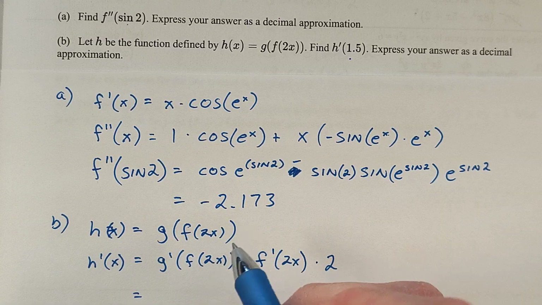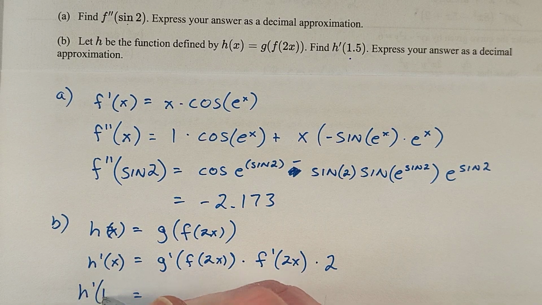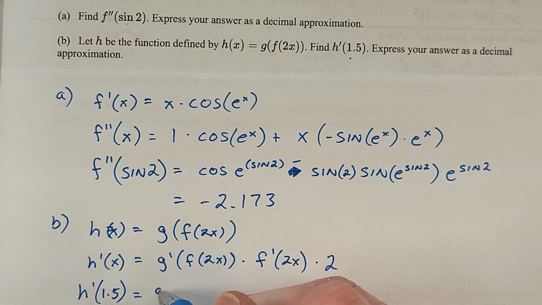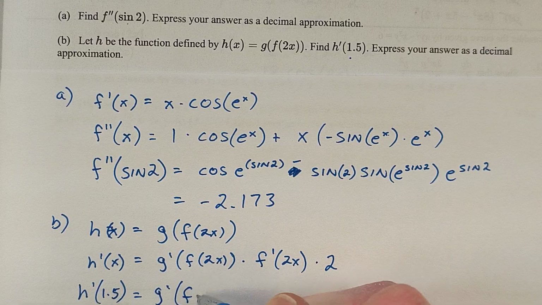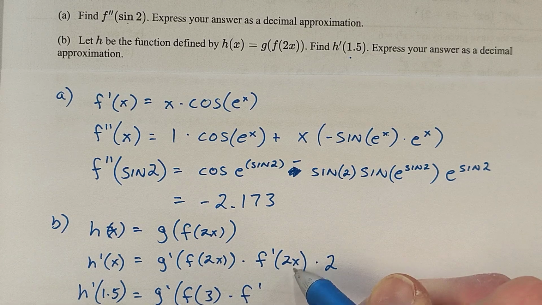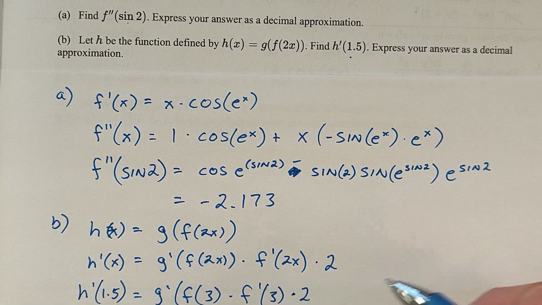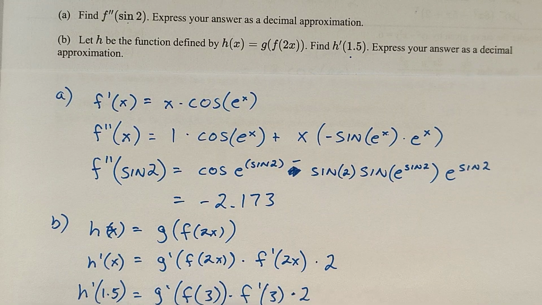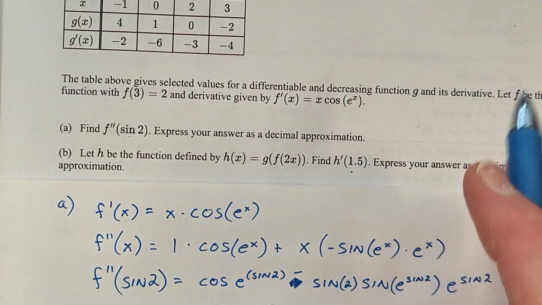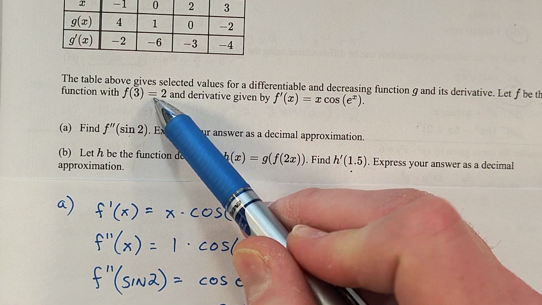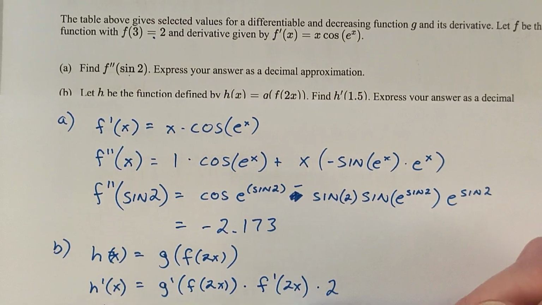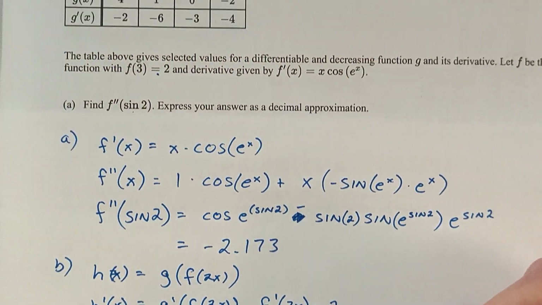All right, now we can evaluate it. We can plug in 1.5 for h prime. So we're going to have g prime of f of, well, 2 times 1.5 is just 3, f prime of, again, 2 times 1.5 is just 3, and multiply by 2 at the very end. All right, so I know what f of 3 is because they told us up here f of 3 is equal to 2.